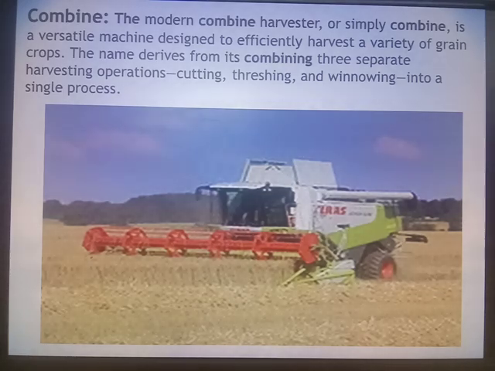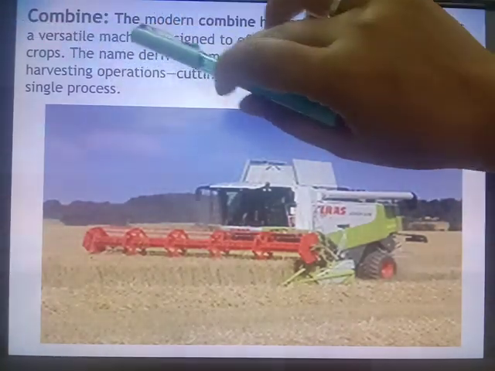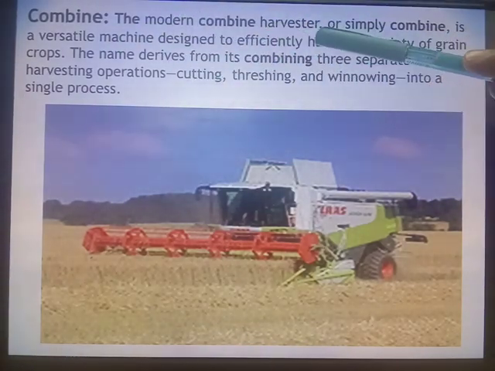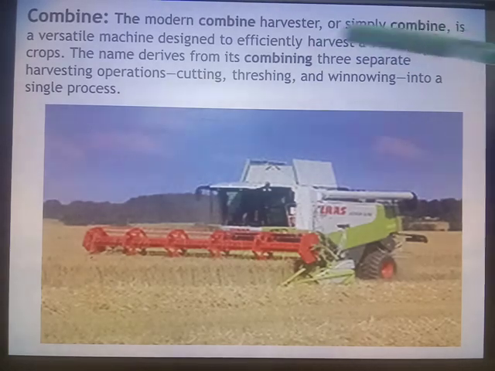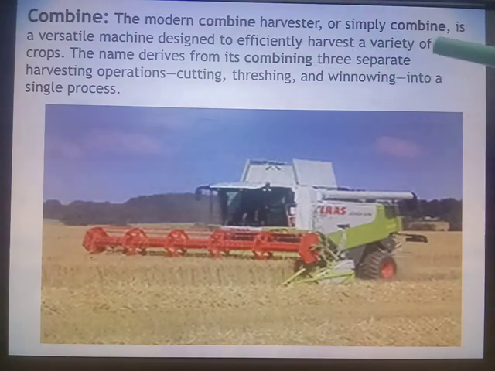Combine. Now, as its name suggests, it is a combination of processes. This machine actually does three functions, that is cutting, threshing and winnowing. That's why it is known as combine, because it is a combination of three processes. The modern combine harvester, or simply combine, is a versatile machine designed to efficiently harvest a variety of grain crops. The name derives from its combining three separate harvesting operations: cutting, threshing and winnowing.